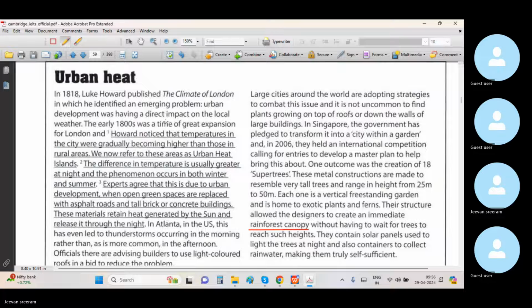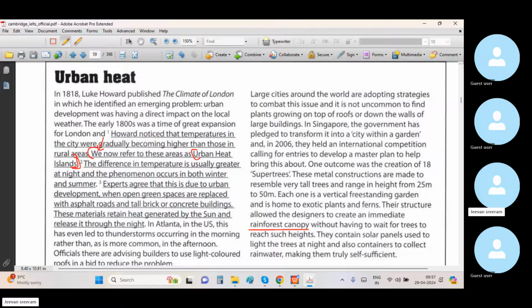Please let's see. Where is the term mentioned? "We now refer to these areas as urban heat islands." Does it say that Luke Howard invented this term? No. As per the passage, who introduced this term to us? "We now refer." What does "we" stand for? Who is the person actually talking to us? Who said this "we"? The author, including us, said we now refer to these areas as urban heat islands. The author of this passage is the one who introduced the term urban heat island, right?